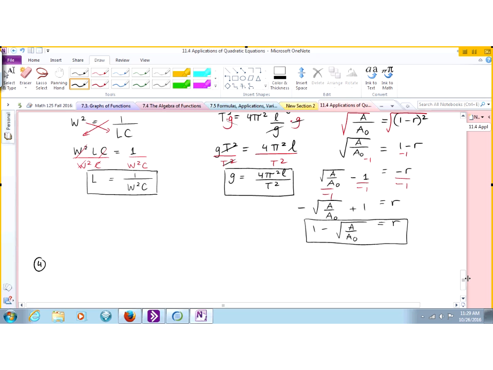Now, the next one is number 4. Are you all done? Okay. N is equal to half n squared minus n. So, what are we going to do here? I want to solve for n.